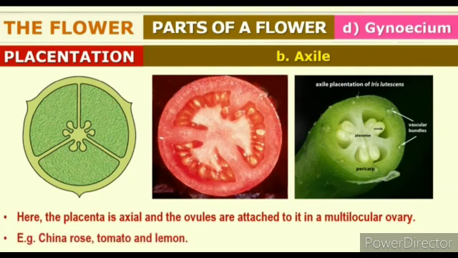When the placenta is in the axial region in the center and the ovules are attached in the multilocular ovary, that means the ovary is divided into many chambers, the placentation is said to be axial. Example, China rose, hibiscus plant, tomato, lemon, lady's finger. There are partitions, minimum 4 to 5. The ovules are arranged inside the structure, that is called axial placentation.